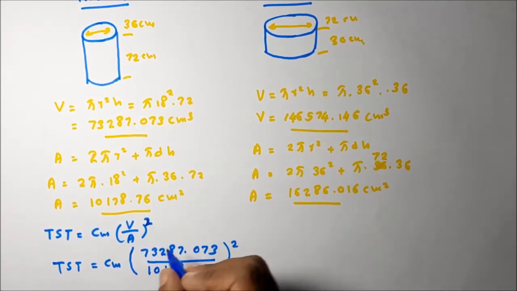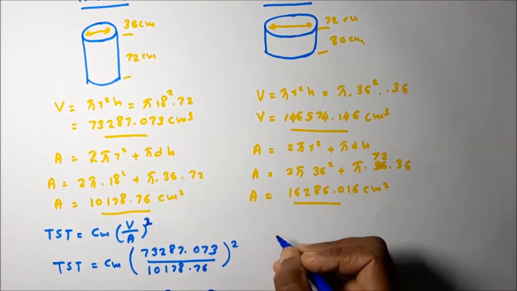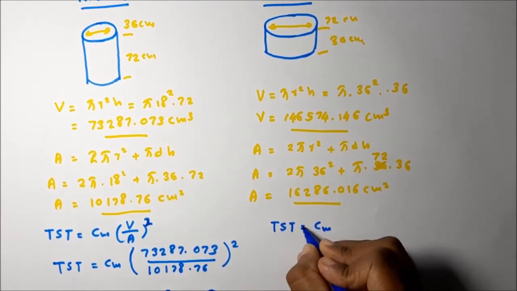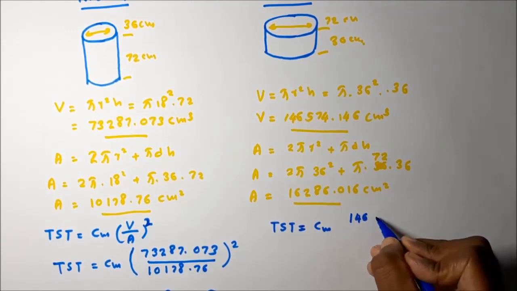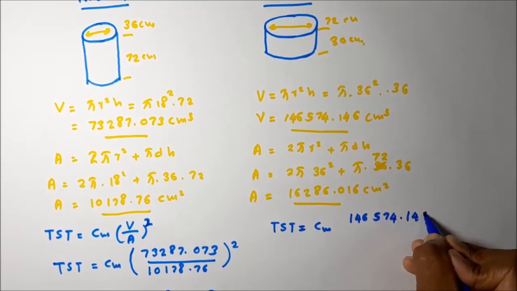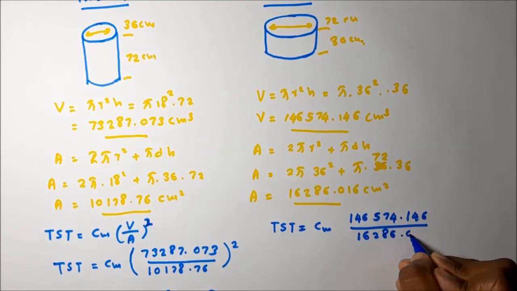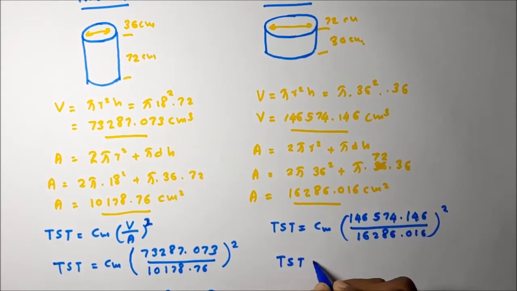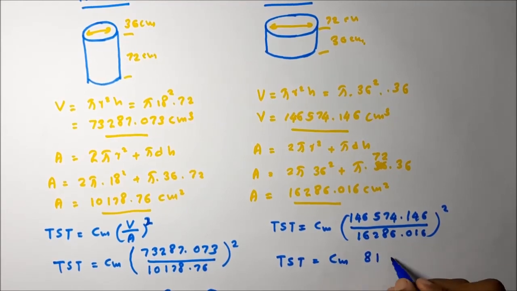If you apply the same Chvorinov's rule equation for this riser, we are getting total solidification time equal to CM, the same mold constant. So what is the total volume? 146,574.146 cubic centimeters, and 16,286.016 for the surface area, into square. Total solidification time is equal to CM into 81. Let's take this as equation 2.